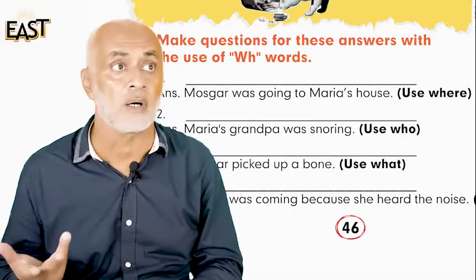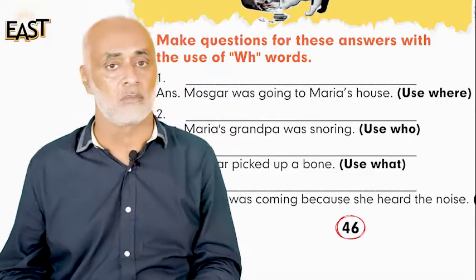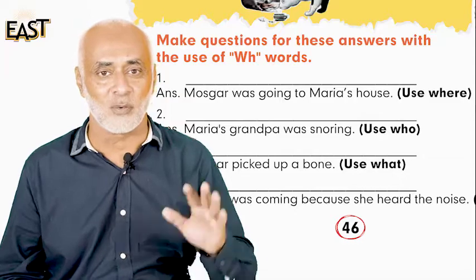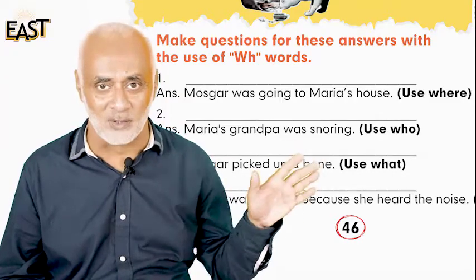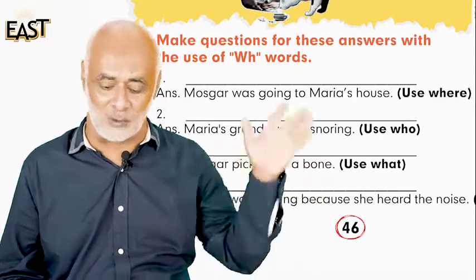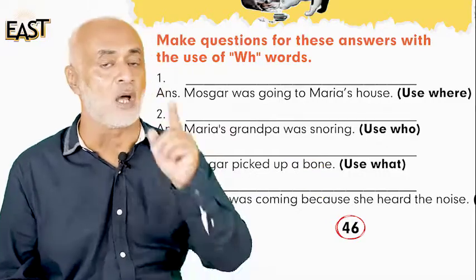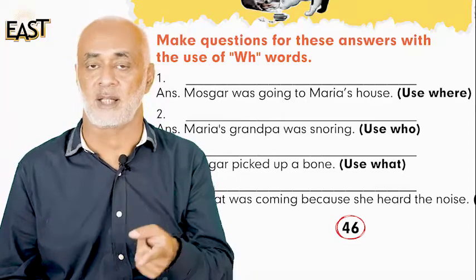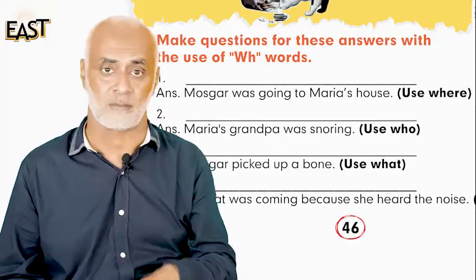Where was Oscar going? Let's say it once more. Where was Oscar going? Very good. Now you write this question in your copy first, and then you go to the second one.